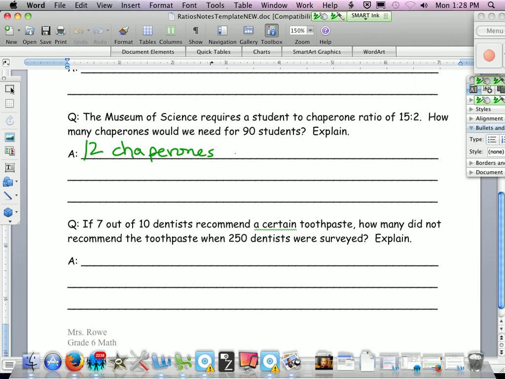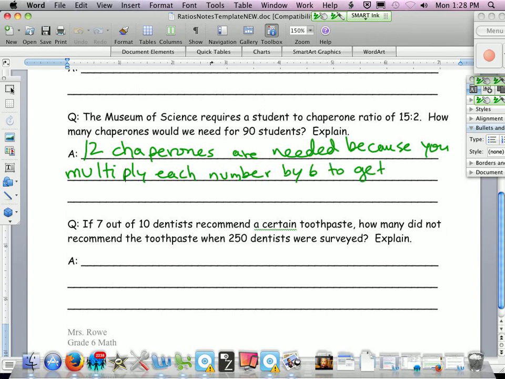Because you multiply each number by 6, you get an equivalent ratio. Just like we have equivalent fractions, we have equivalent ratios as well. This time we're looking for an equivalent ratio with 90 students.